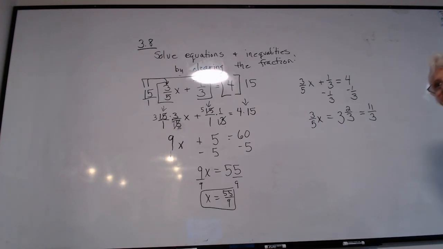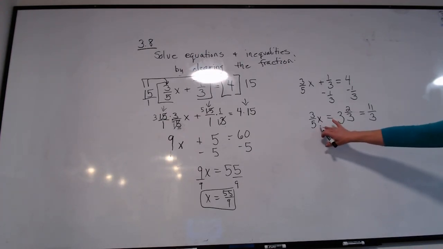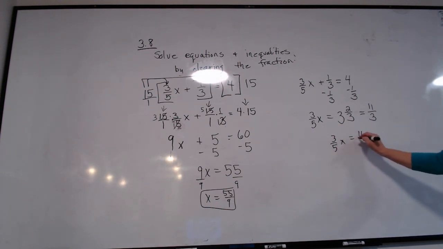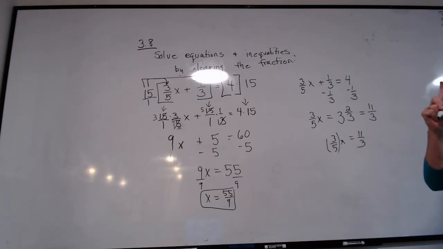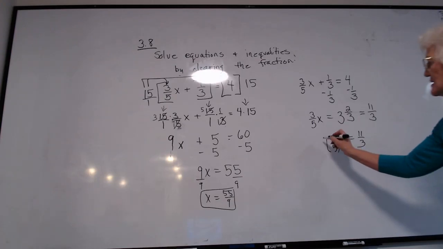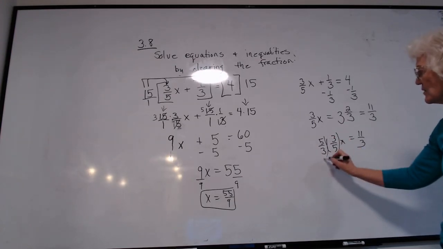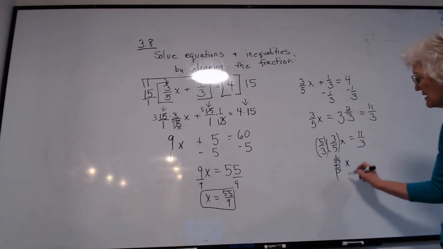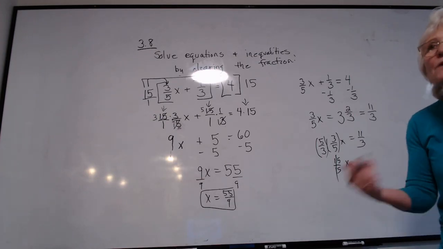Does that make sense? Review of fractions. You should all know fractions, but I know that's one of those that everybody goes, ah! Okay, so we want to get rid of this now. So I have 3/5 x equals 11/3. When I'm dealing with fractions, we multiply by the reciprocal. To make it 1, we have to multiply by the reciprocal. So 5 divided by 3 is what we're going to multiply by. That gives me 15 over 15 x, which really is 1x. I'm just showing you it makes the 1x we're looking for.